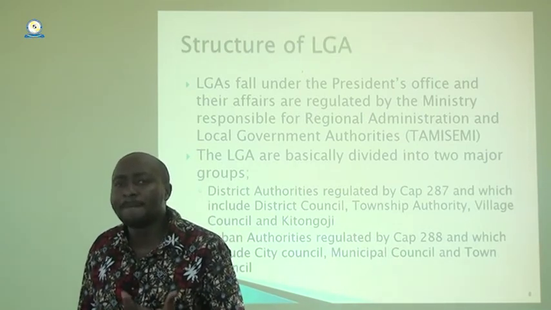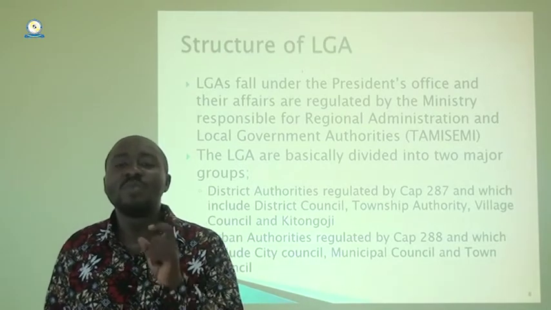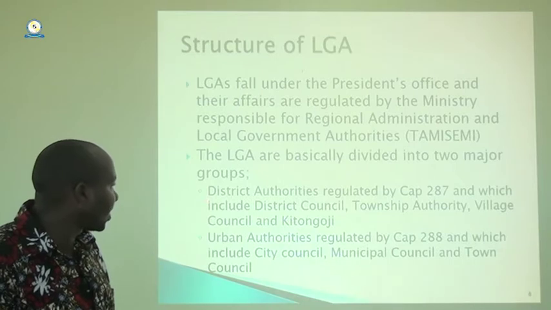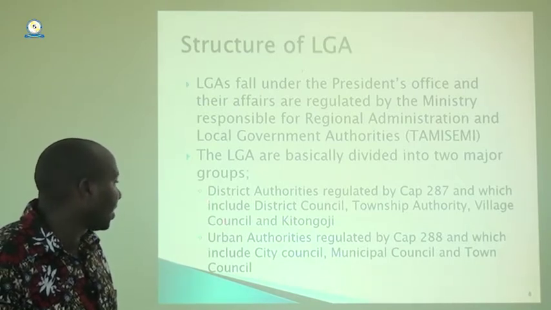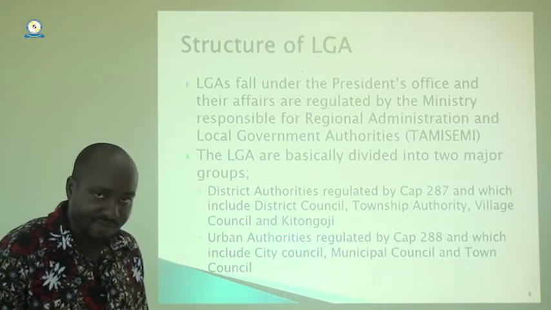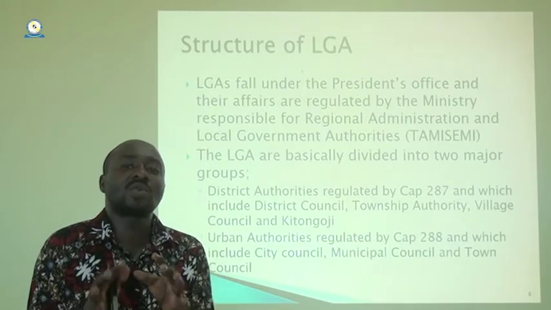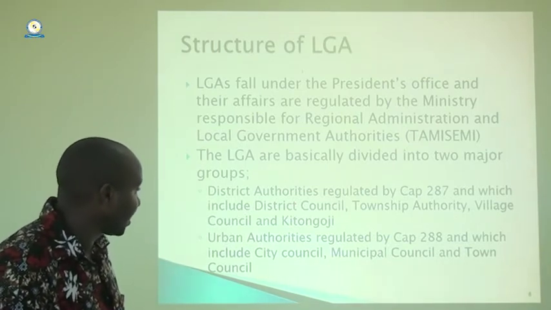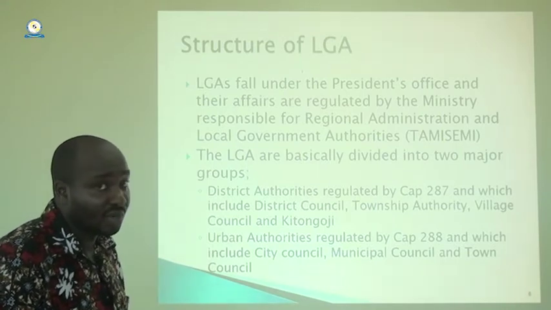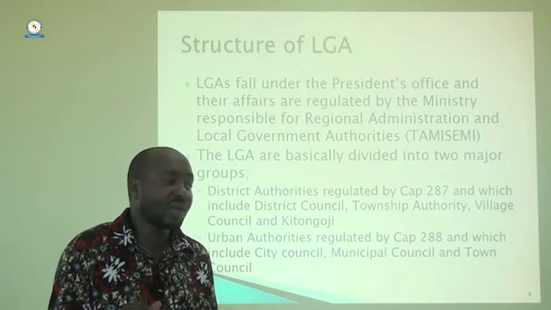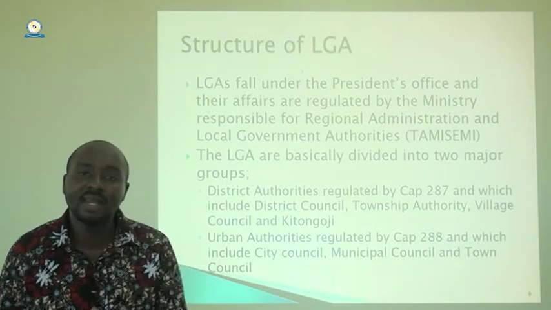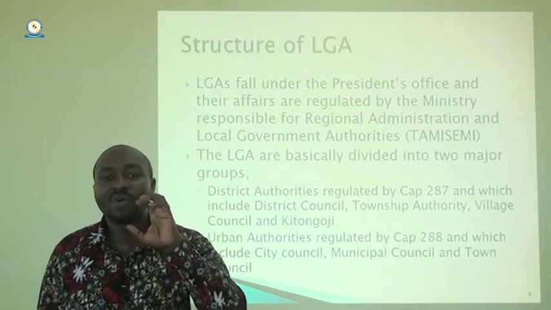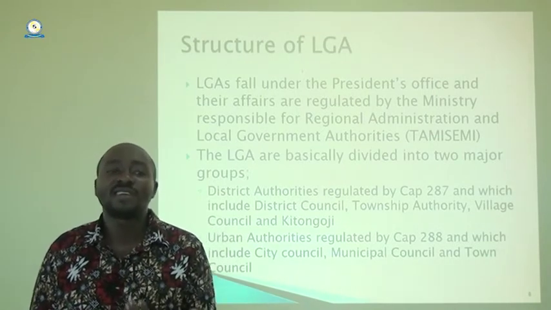The local government is basically divided into two major groups. The first group is local government falling under rural authorities, and the second is local government falling under urban authorities. Those that fall under rural authorities are the district council, the township council and the village council. Vitongoji are there, below the village. And those that fall under the urban authorities are the city council, the municipal council, and the township council.